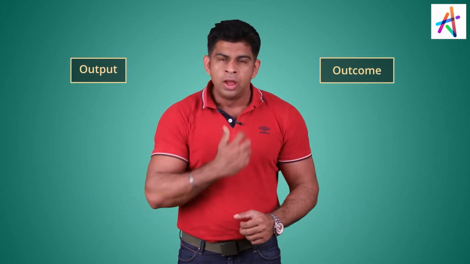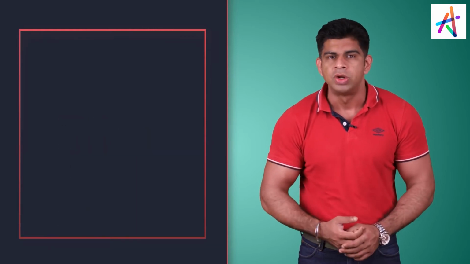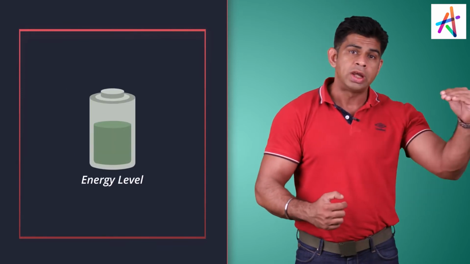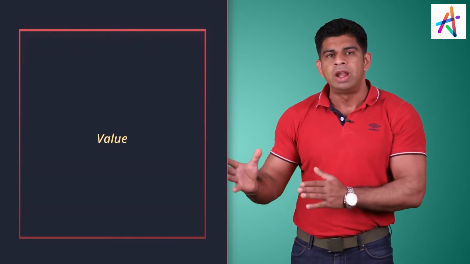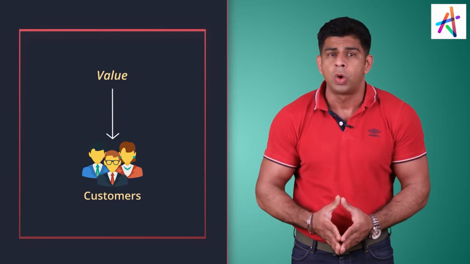Here we just spoke about value, right? So value is what the customer really wanted to do with the output, which comes from the outcome, right? There's a difference between output and outcome in a process. What's an output and what's an outcome? Output is something that you produce. For example, if you want to drink tea, tea itself is the output. Your energy level going up, you feeling refreshed, that's the outcome that you wanted to generate. And that's a value which will be defined by the customer, right? What exactly is the outcome that they would want to generate?